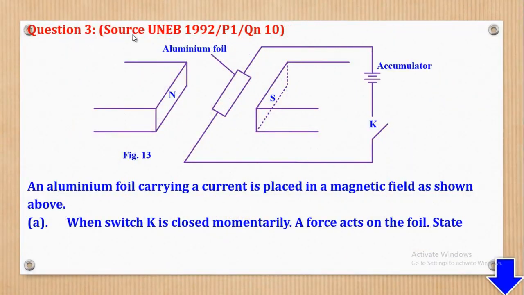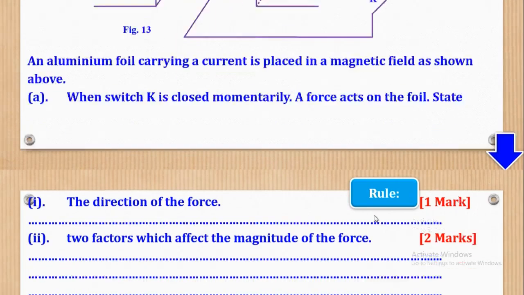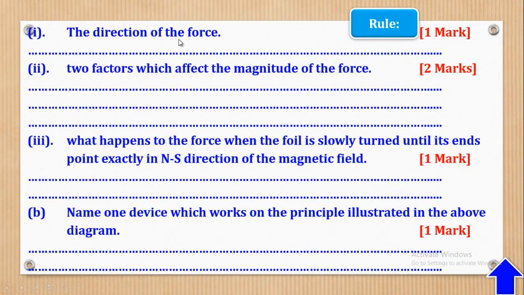So now we shall go to question 3. Question 3 comes from UNEB 1992, paper 1, question 10, and this is the figure. They say an aluminium foil carrying a current is placed in a magnetic field as shown above. Part A, when switch K is closed momentarily, a force acts on the foil. State, Roman 1, the direction of the force.